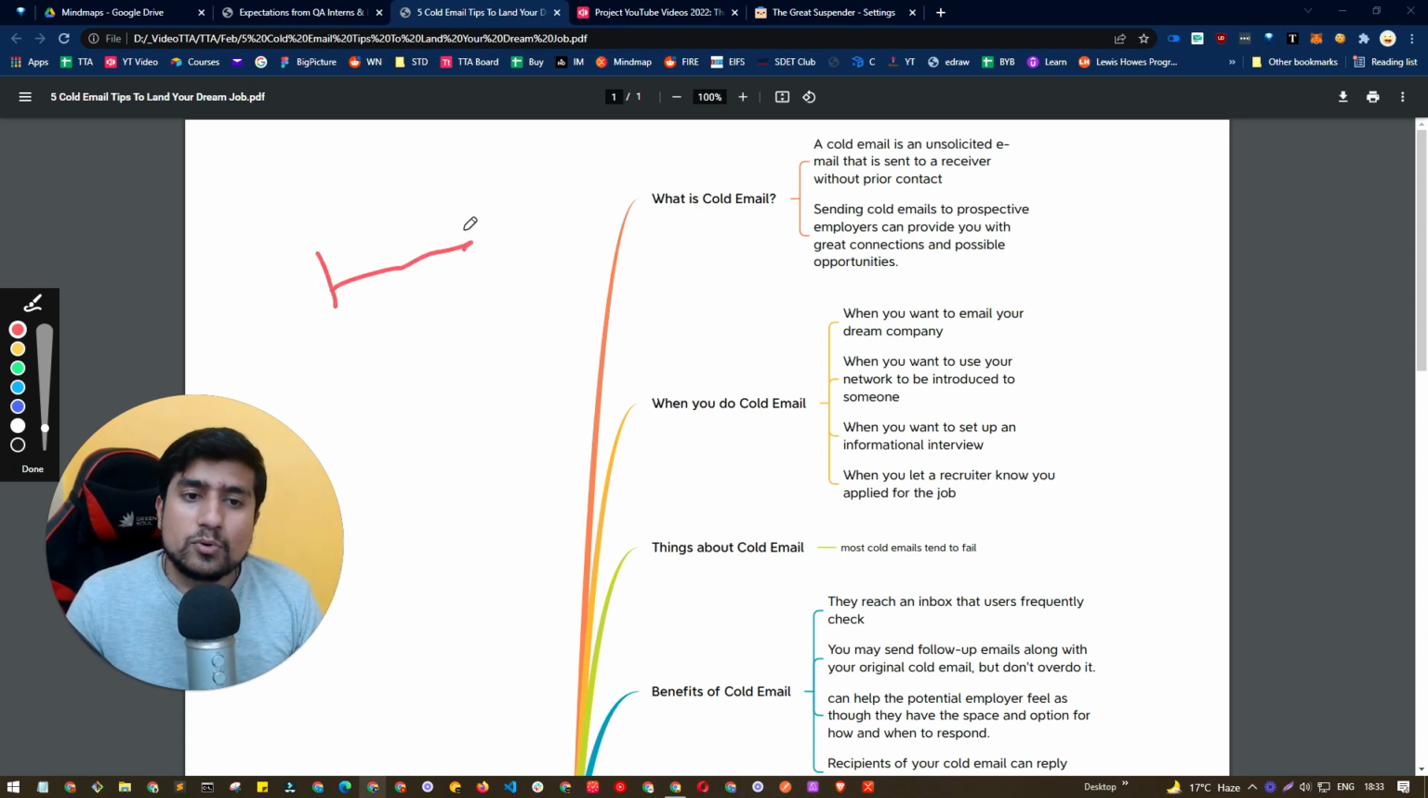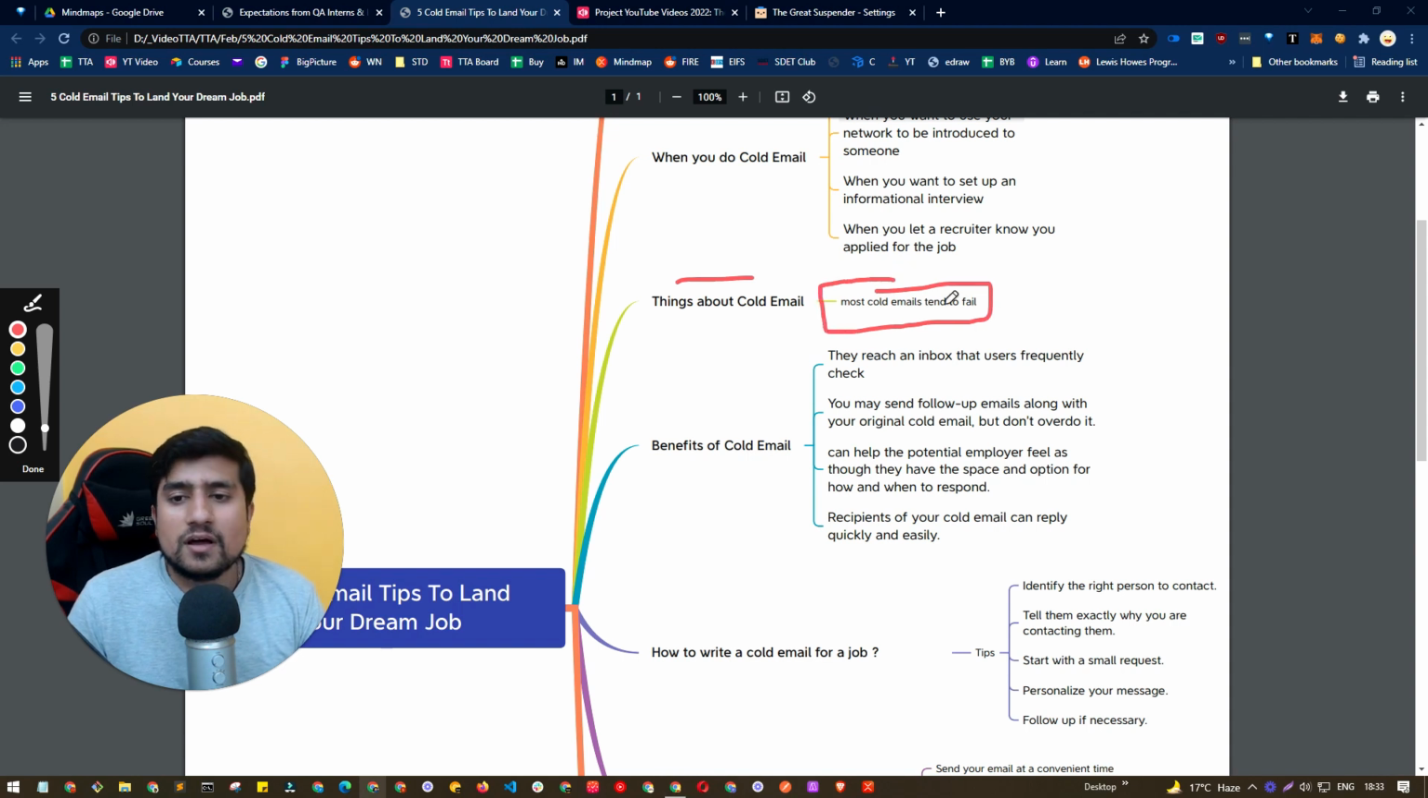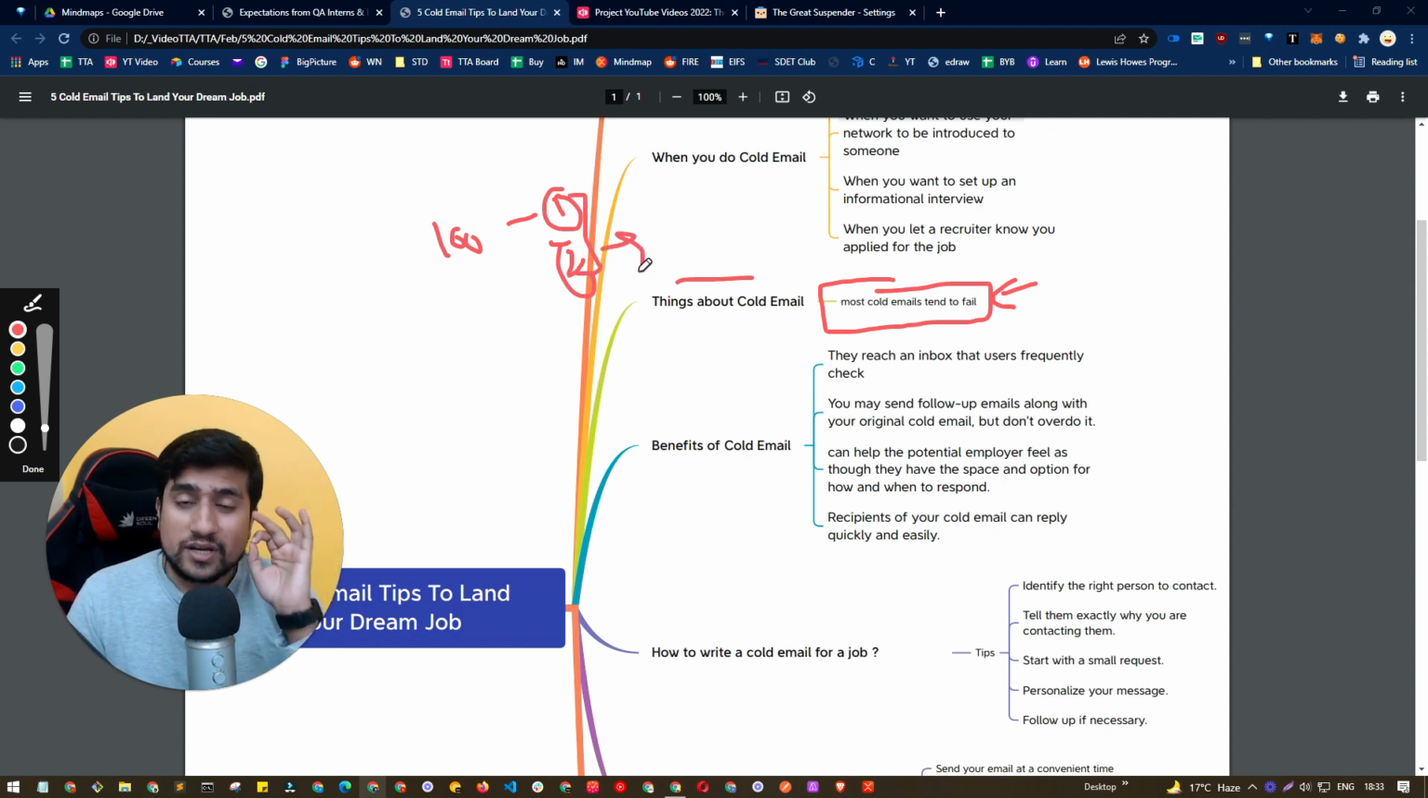They just apply to the portal. Suppose I have applied on Naukri.com, LinkedIn, Indeed, anywhere, and they forget. They don't follow up with the HRs. This is a really, really bad situation. The thing about cold email is a very harsh truth: most of the emails will fail. Out of 100, you will probably get only 1 or 2 replies, but that's fine, because these 1-2 replies can fetch you a decent job.